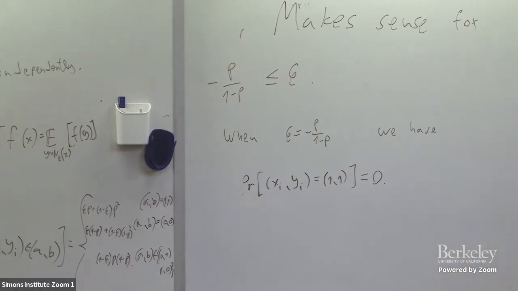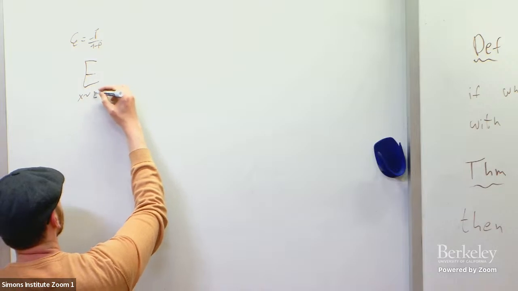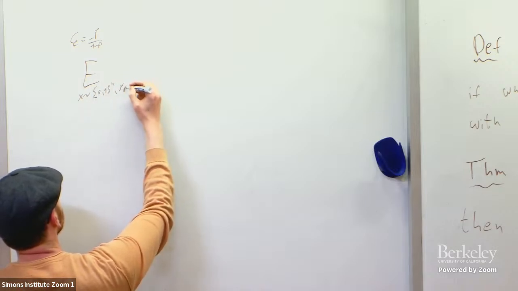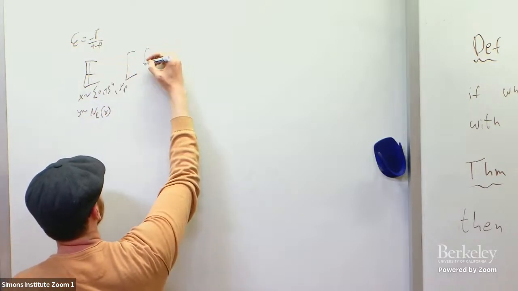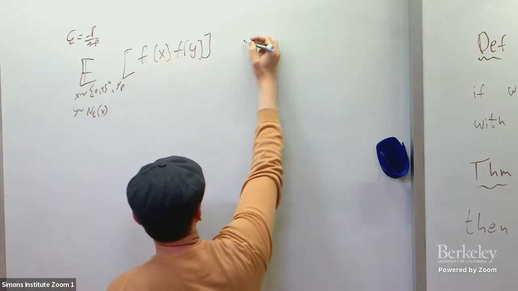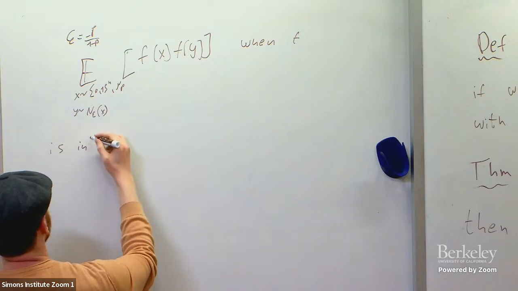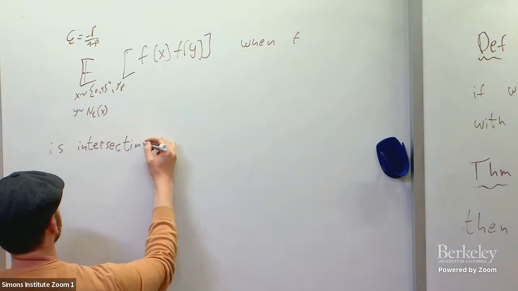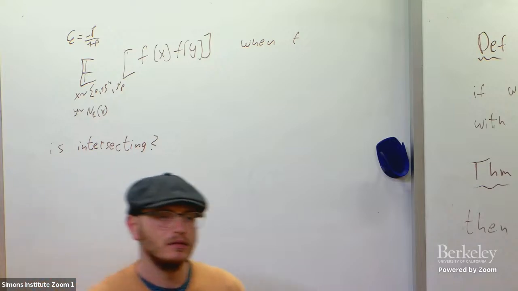Okay, so now what can we say about this expectation? Now we choose epsilon to be minus p divided by 1 minus p. What can we say about this expectation, when x is chosen according to mu_p, of f of x times f of y, when f is intersecting? What is this thing when f is intersecting? This is what I ask.